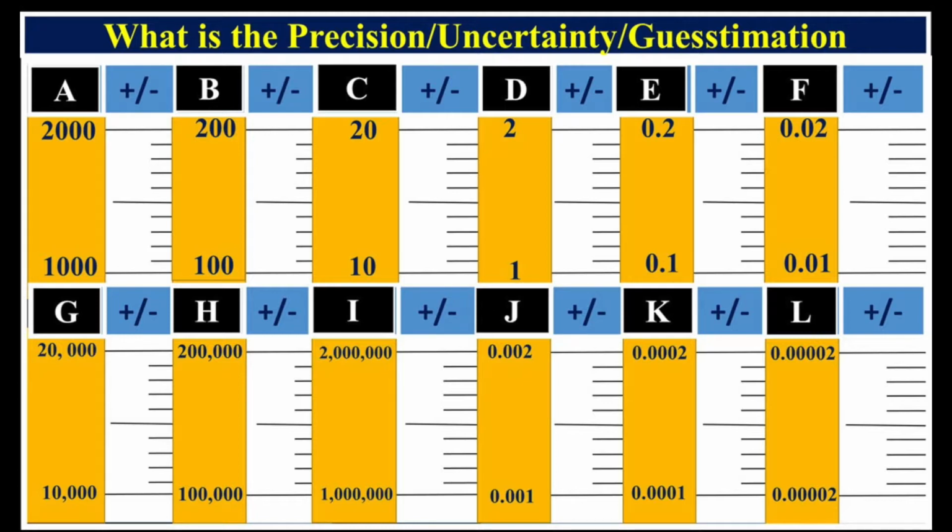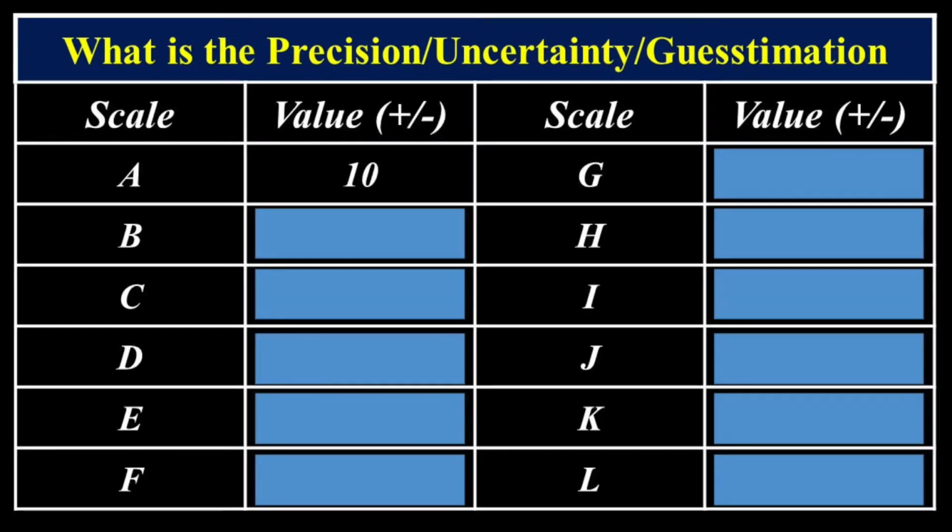Tens will be the estimated place value, so the precision of A is tens. For B, think of it this way: two less than the largest graduation. So B would be hundreds, then the smallest graduation would be tens, and then it would be ones. So it would be plus or minus ones.